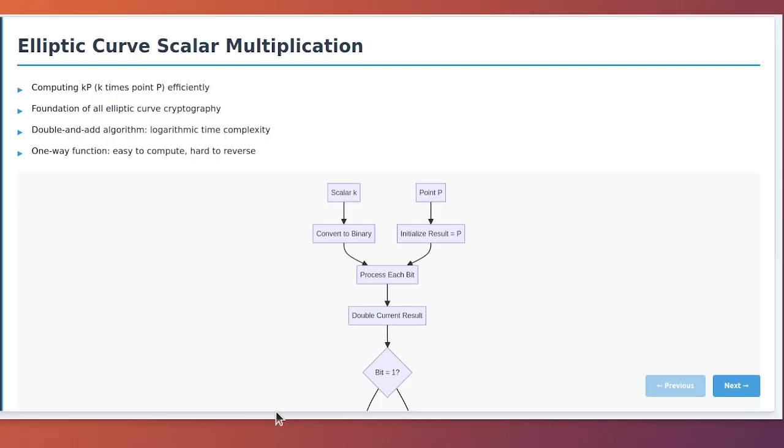Today we're exploring scalar multiplication on elliptic curves, the single most important operation in elliptic curve cryptography. When you generate a Bitcoin private key, create a TLS certificate, or sign a digital document, you're performing scalar multiplication. This operation is what makes public key cryptography work. It's easy to compute in one direction but nearly impossible to reverse.